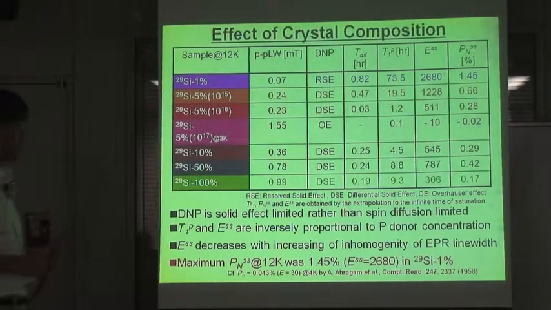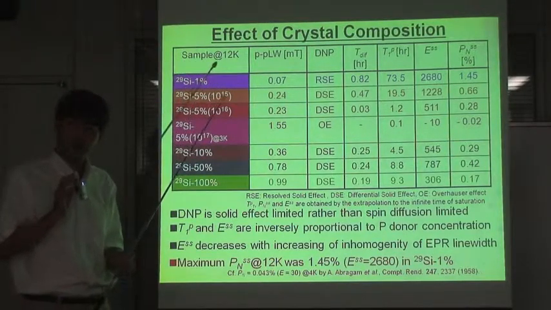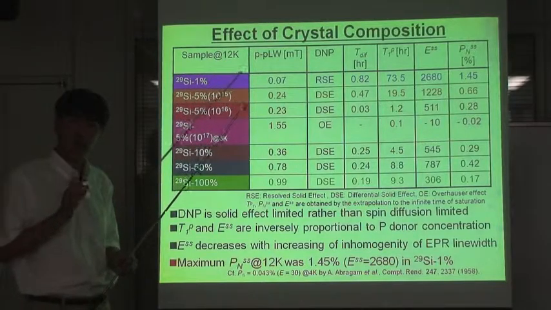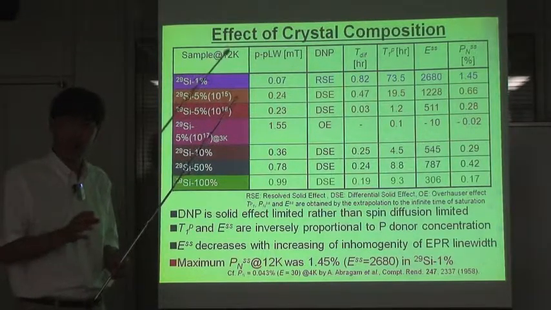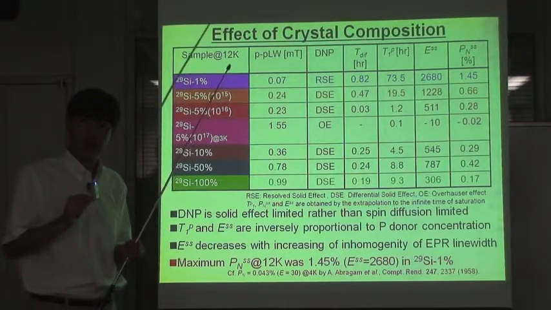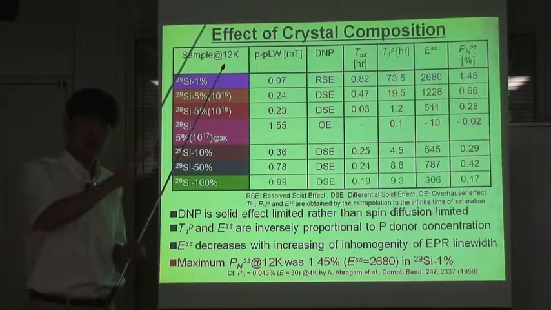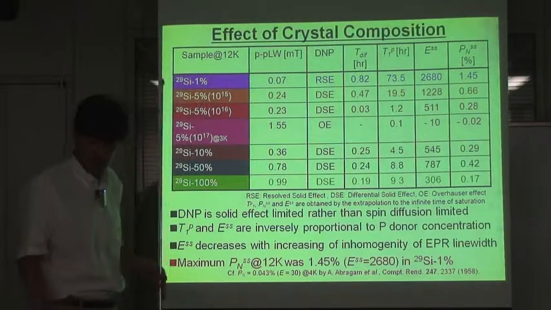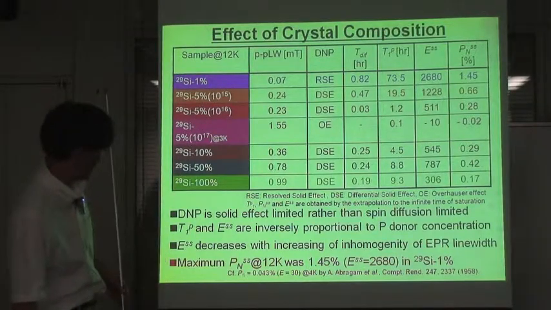But I guess the bottom line is that by performing studies using different isotopic compositions and also different phosphorus concentration, we have been able to identify dynamic nuclear polarization mechanism of 29 silicon using electron bound to phosphorus. Okay.